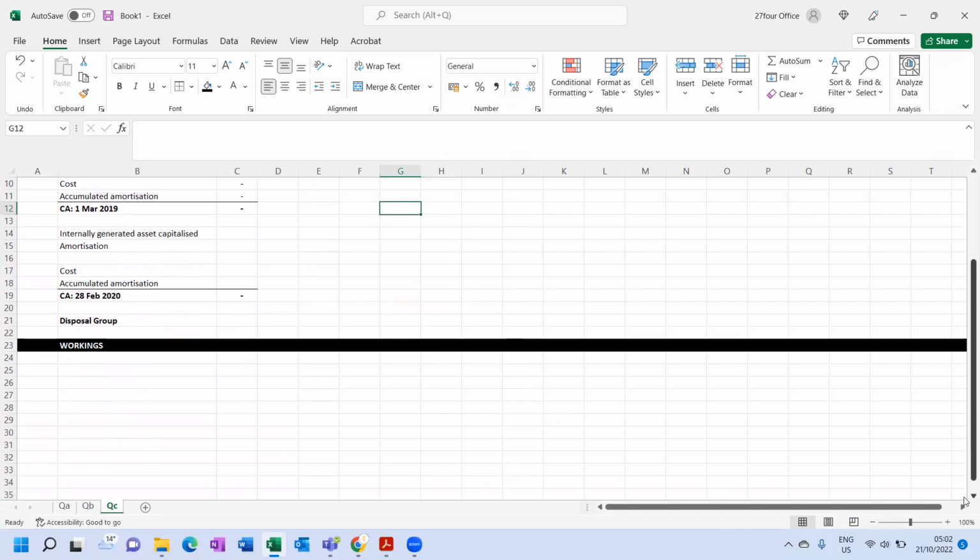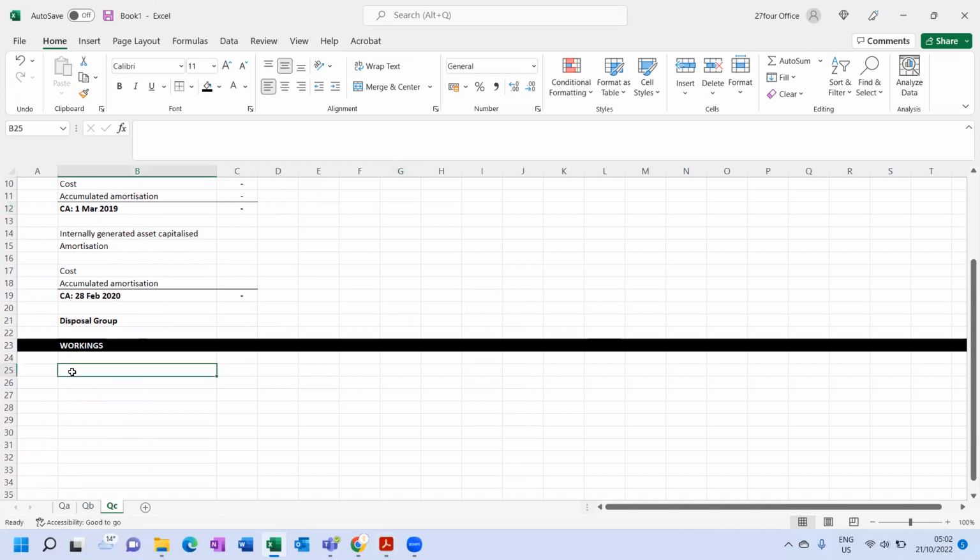Now they told us development happened from 31 March 2019, and from 31 March 2019 the criteria were met. So therefore, all development costs meet the criteria for capitalization. So all costs during the capitalization period will be capitalized. Just take note of that.